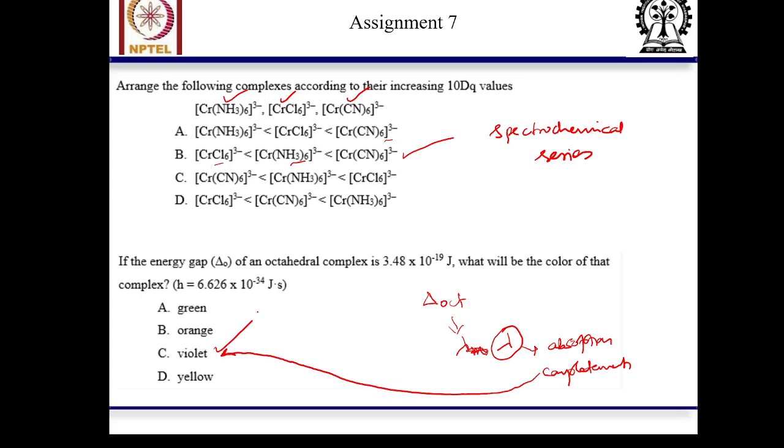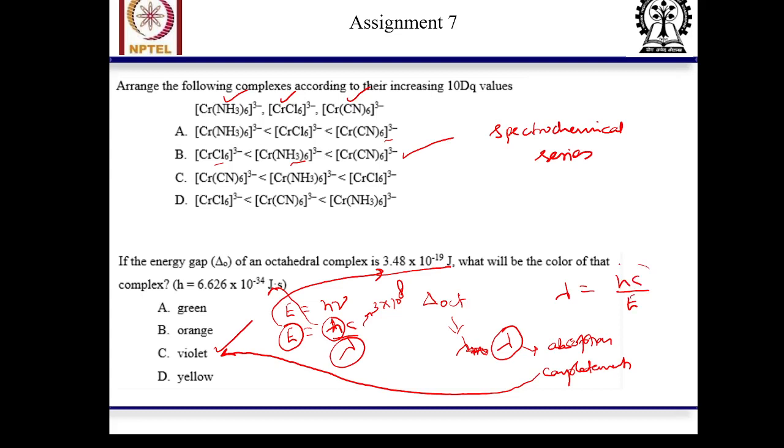I think everyone should try and find out how to calculate this. Another way, I will just give a hint. So E is equal to h nu, or E is equal to hc by lambda. Now you have E here, h is given, c you know is 3 into 10 to the power 8, lambda you can find out. So lambda is equal to hc by E. From here you can find out lambda, and for that lambda you have to find the complementary color.